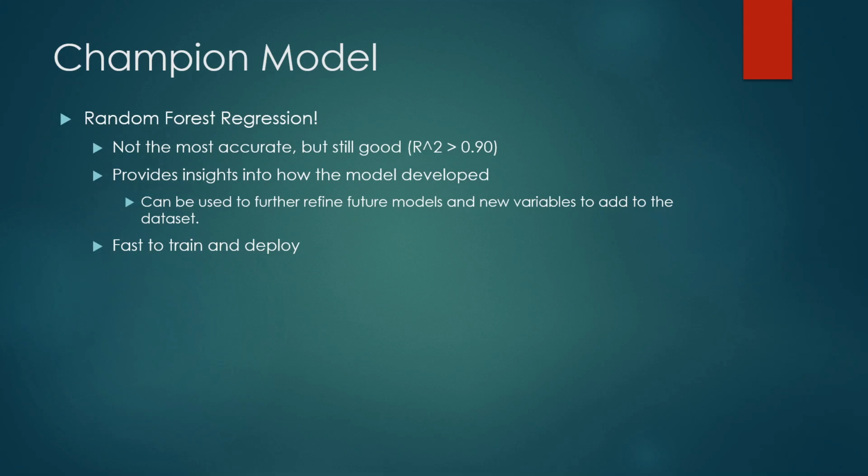So overall, for the champion model, despite the k-nearest neighbor being the model that provided the best overall accuracy, I would say the random forest regression was the model that I would suggest that anybody who is looking at this data go ahead and use. While it's not the most accurate, it's still very fast to train, and it provides insight as to what variables are important to the models that are of high accuracy. So that would be my champion model.